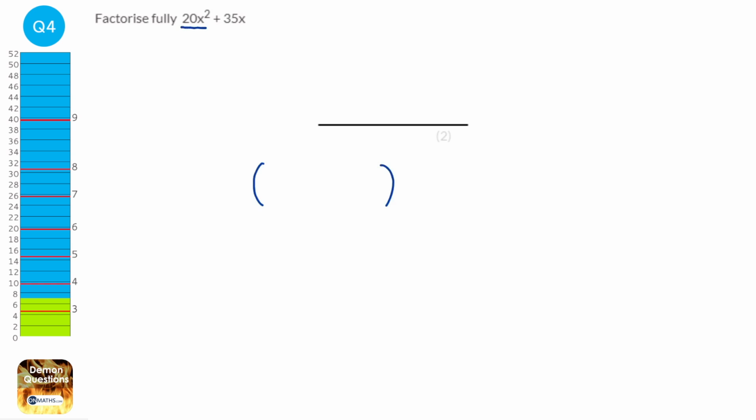So we look at the 20x squared and the 35x. And we first of all think of the number. So we're looking for the biggest number that goes into 20 and 35. Essentially, its highest common factor. Well, that's going to be 5.